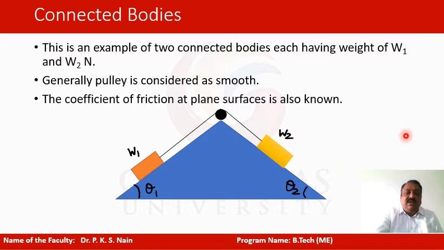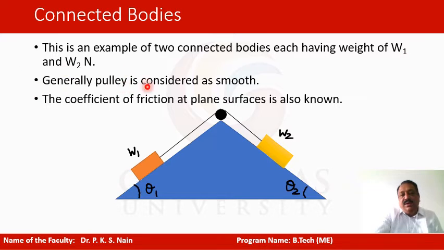So let us see, this is a figure in which I have shown two connected bodies, one of weight W1, the other of weight W2. They are on two inclined planes. The first plane is inclined at theta 1, the second plane is inclined at an angle theta 2. Both weights W1 and W2 are connected by a flexible rope passing over a pulley. So this is an example of two connected bodies, having weights of W1 and W2 newtons.